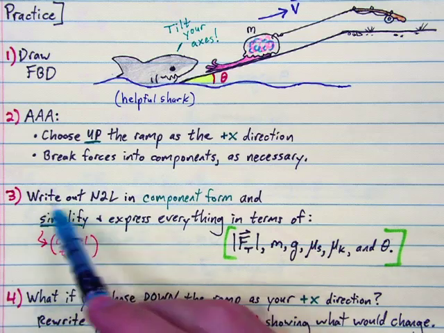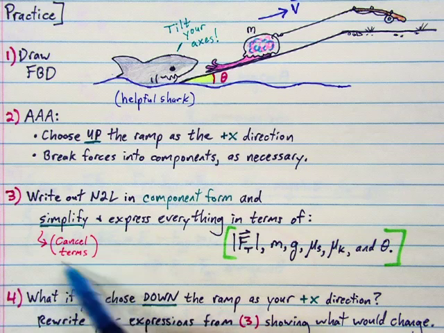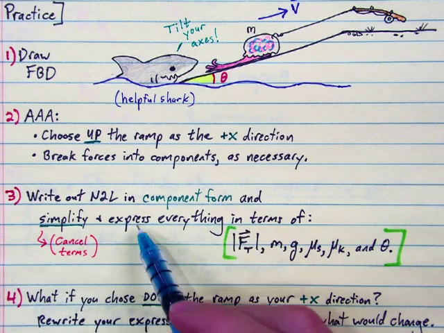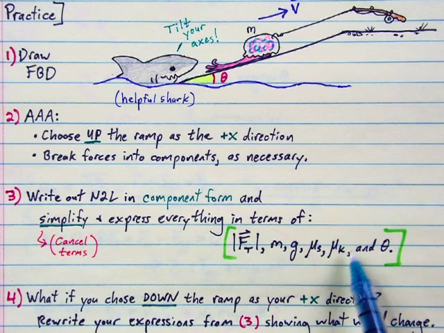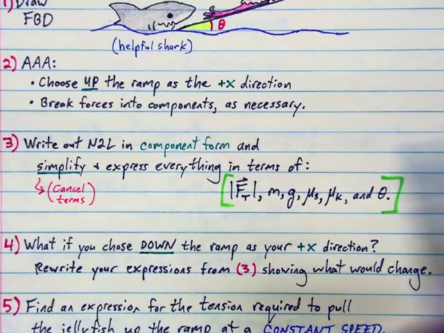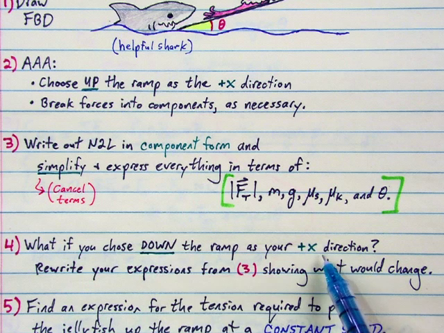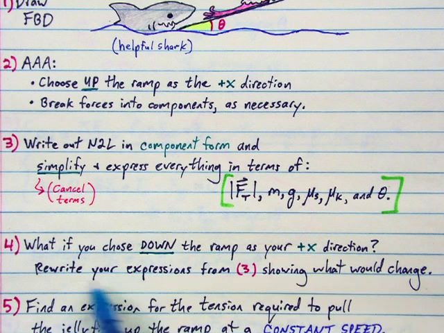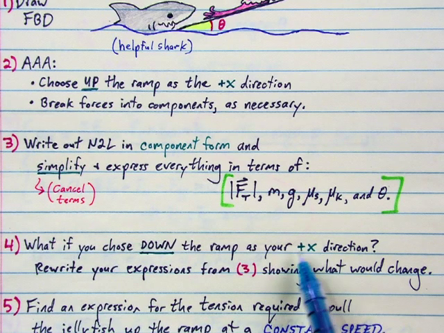Then 3, write out Newton's second law in component form and simplify that, meaning canceling terms that cancel if there are any, and express everything in terms of just these variables here. You won't necessarily use all of them, but you must get everything in terms of these variables right here. Then, after that part, I would like to consider, what if you chose down the ramp as your plus x direction instead? Rewrite your expressions from step 3 and show what would change if you just flipped your axis from up the ramp to down the ramp.